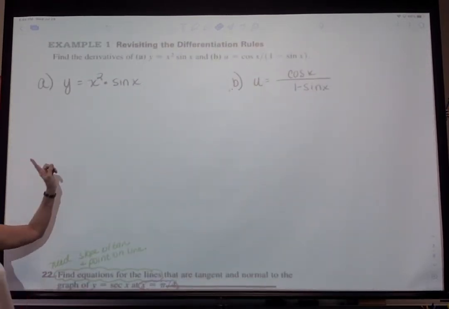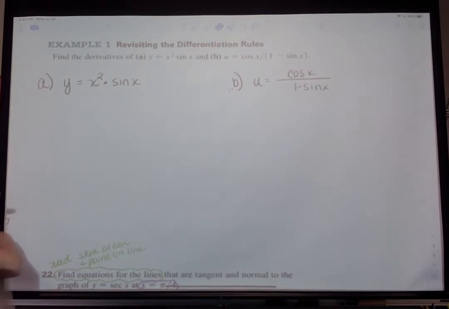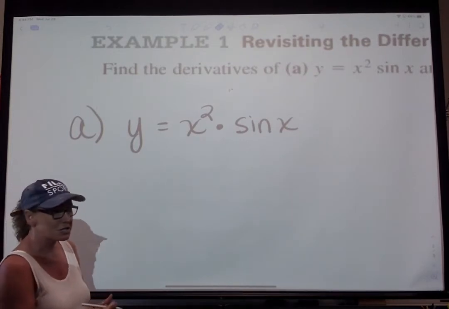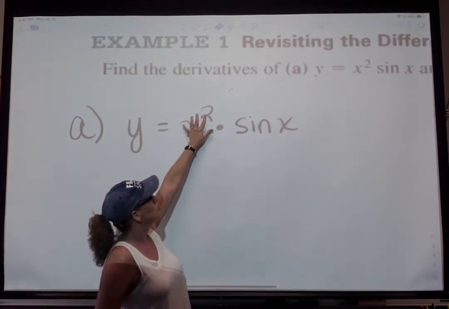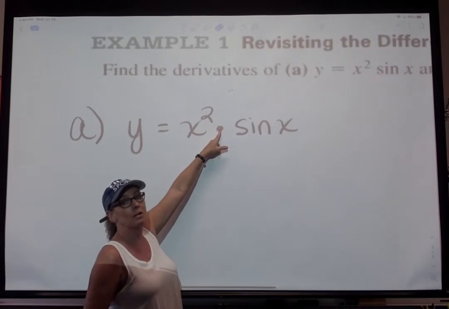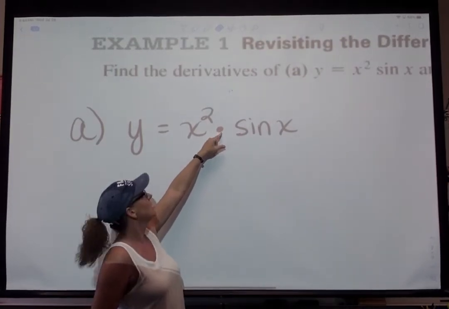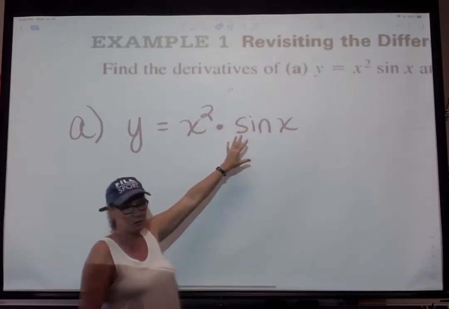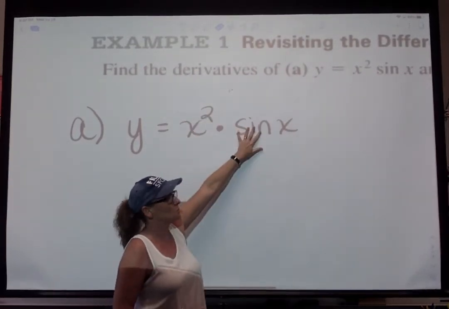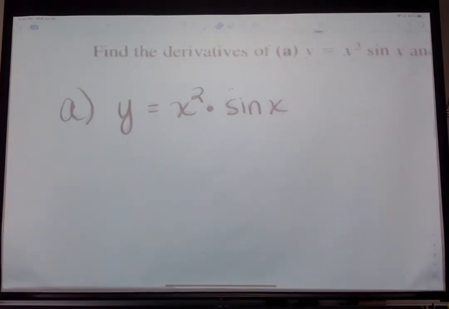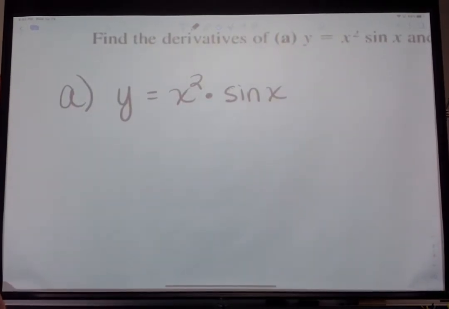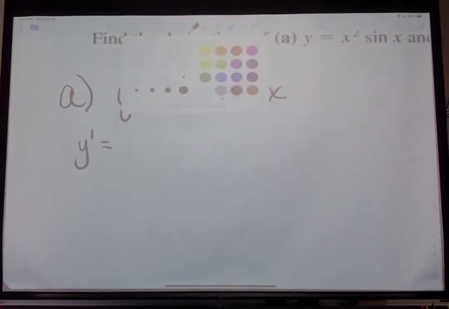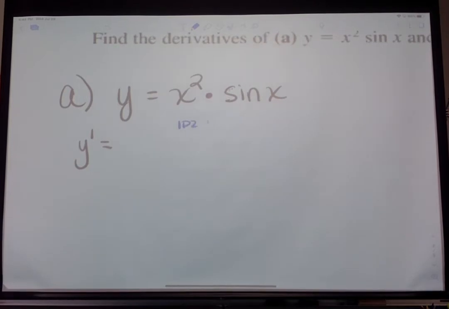In example 1, I've got 2 different problems and it says find the derivative. So not only are we going to use derivatives of trig functions, but check it out. I'm going to have to use power rule here, and I'm going to have to use product rule. See, I've got 2 separate functions being multiplied together. I'll call this one 1, and I'll call this one 2. Here we go. I've got y prime equals, let me make a note, we're doing 1d2 plus 2d1.